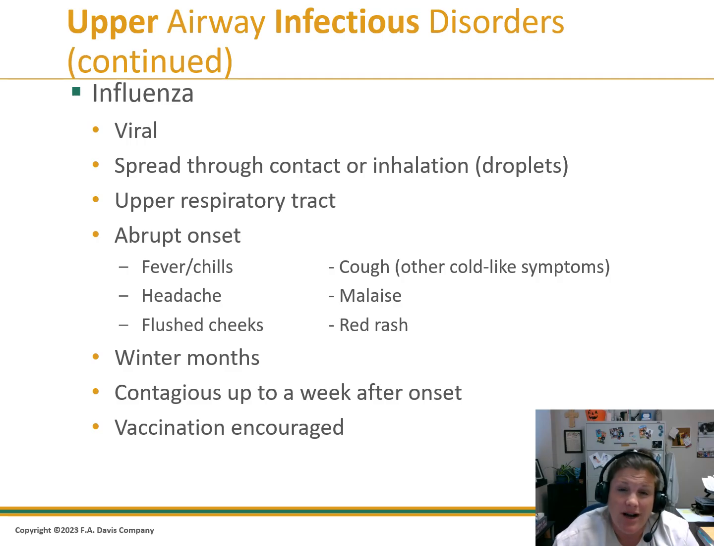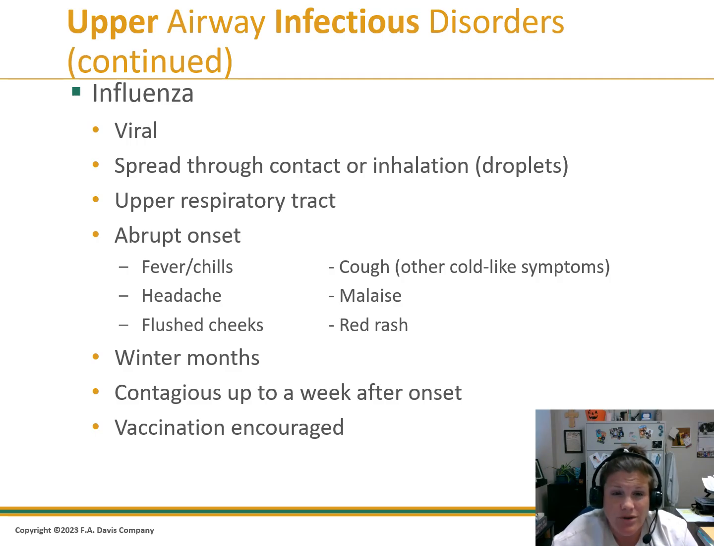This is spread through contact and droplets or inhalation, and impacts the upper respiratory tract. And typically your symptoms are very abrupt in onset and include fever and chills, a flushed cheek, so like that pink discoloration, complaints of a headache, coughing and other cold-like symptoms, a general malaise or overall tired feeling, lacking appetite, muscle aching, all of that. And then for pediatrics, a lot of times they'll also experience a red rash.